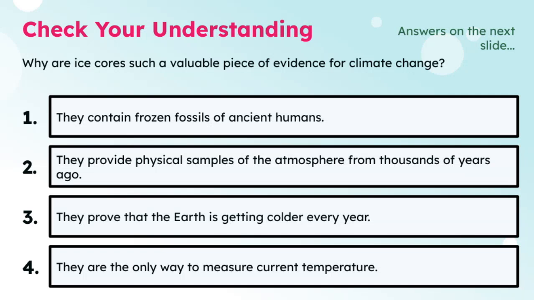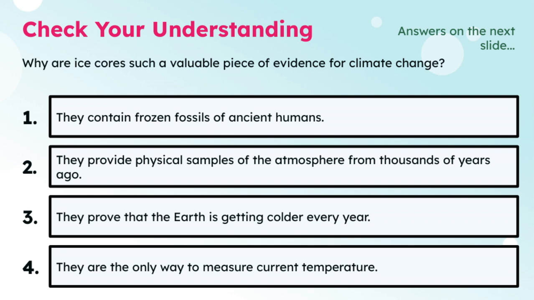Let's check your understanding. The question is, why are ice cores such a valuable piece of evidence for climate change? Is it 1. They contain frozen fossils of ancient humans. 2. They provide physical samples of the atmosphere from thousands of years ago. 3. They prove that the Earth is getting colder every year. 4. They are the only way to measure current temperature. Take a moment to think.